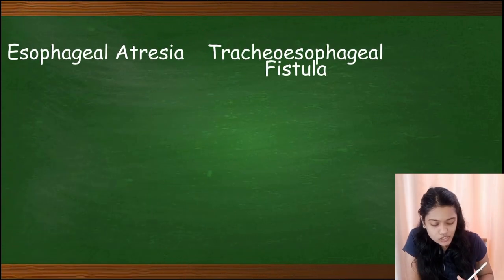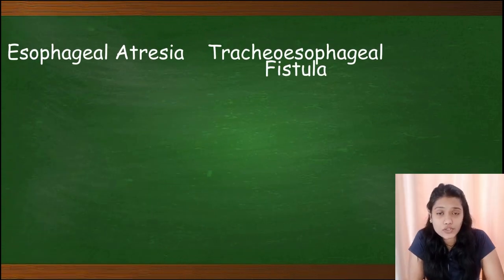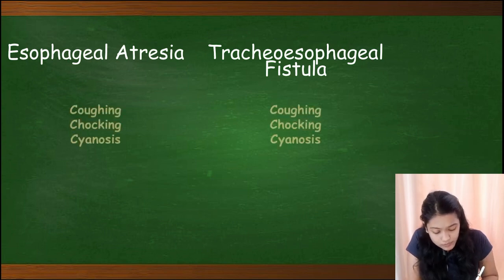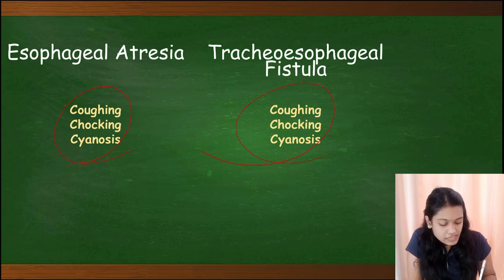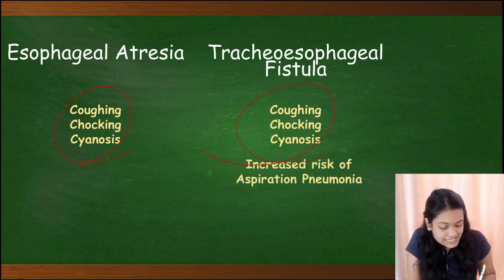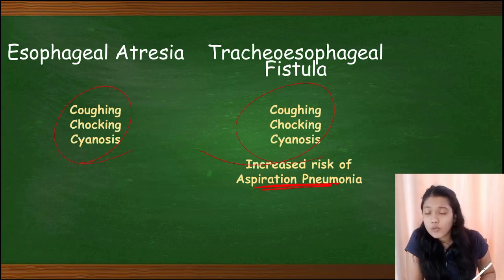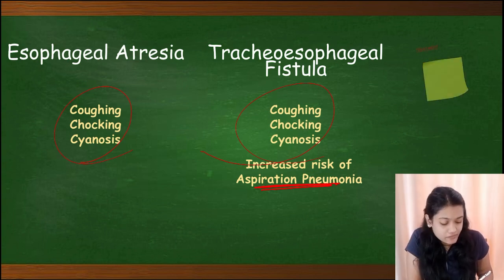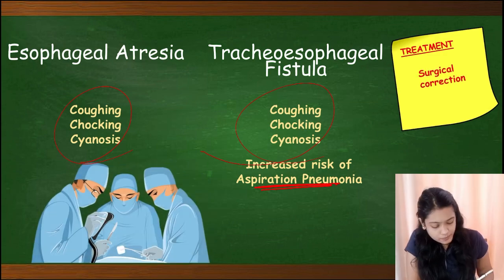In both esophageal atresia and tracheoesophageal fistula, coughing, choking, and cyanosis are commonly seen. But in tracheoesophageal fistula, there is increased risk of aspiration pneumonia. Now, what is the treatment? Treatment is surgical correction.